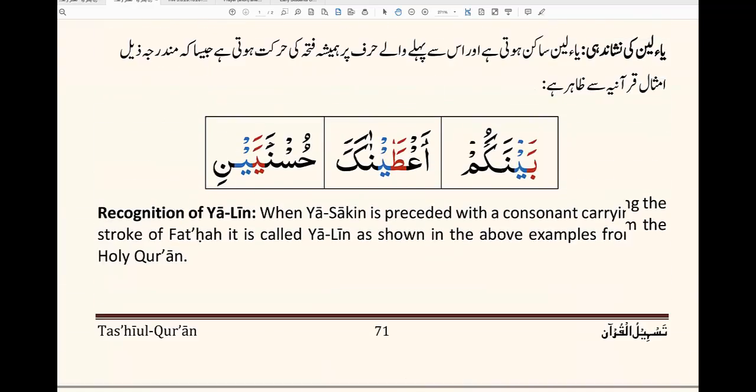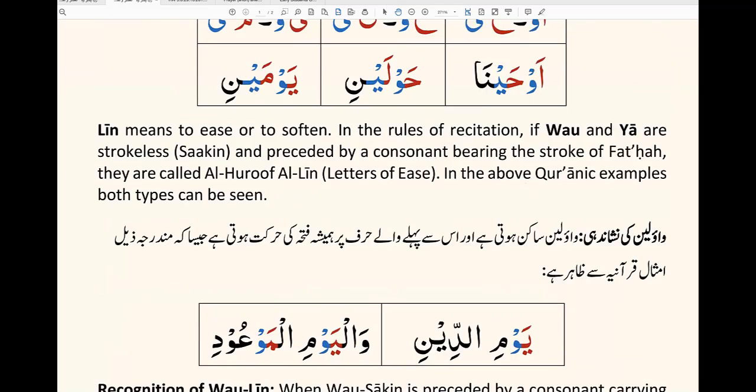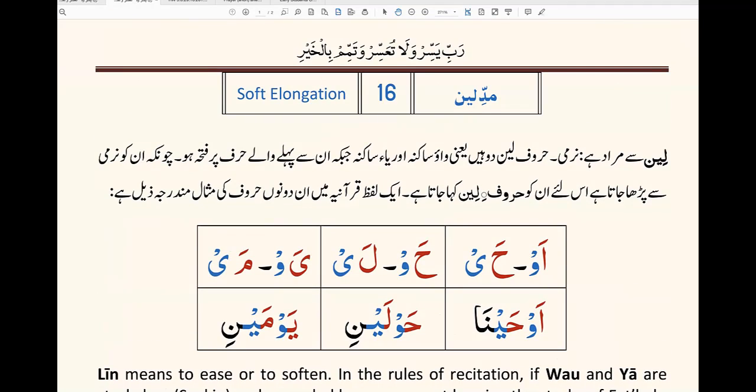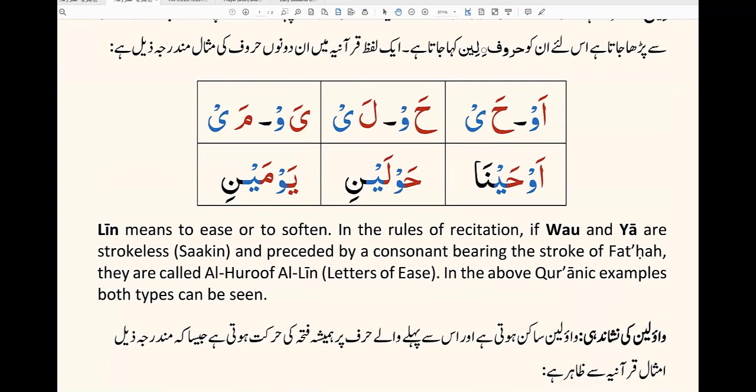Okay, so just to remind you how to recognize your waw lin and your ya lin. The way that you recognize a waw lin is this. The waw will have a sukoon on the top, and the letter before it will carry a fatha. That is how you know this is a waw lin, and that is how you know how you are to pronounce the letter before. So in the first example, you have aw.